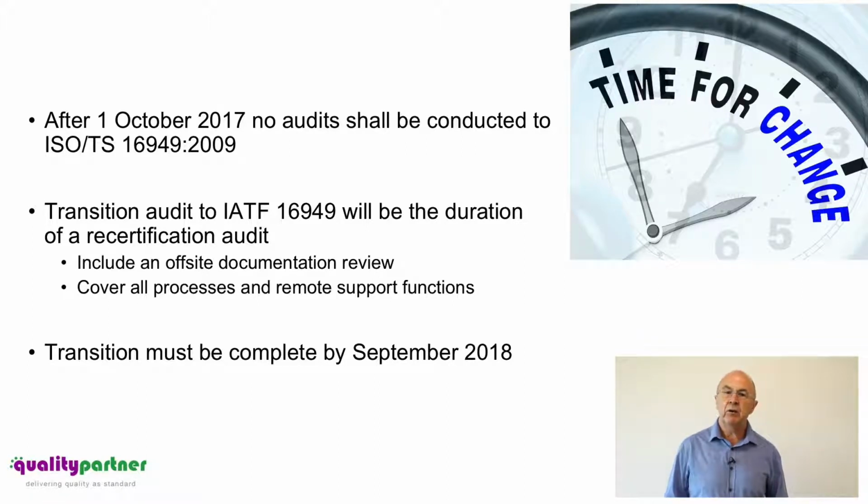Also, time needs to be included by the certification body auditors for an off-site review of your organisation documentation, which should demonstrate you've aligned your systems to meet the new IATF requirements. The transition audit must cover the site that represents the value-added manufacturing processes, but also any relevant remote support functions. I re-emphasise again that the transition for the site and any relevant support functions must be completed by September 2018. All of this is defined within the transition strategy.